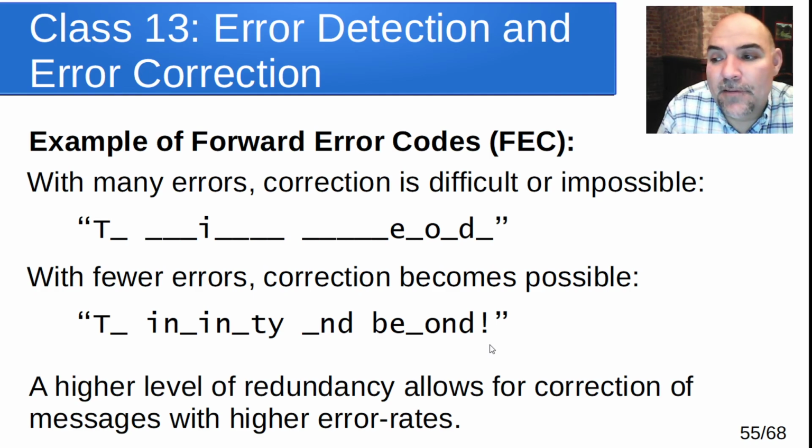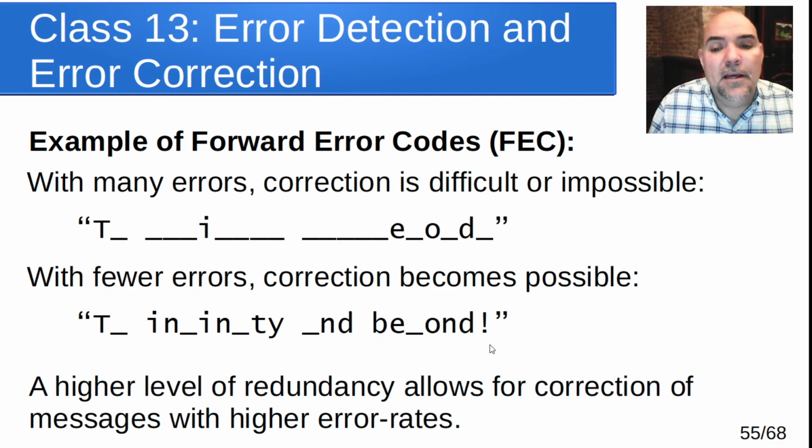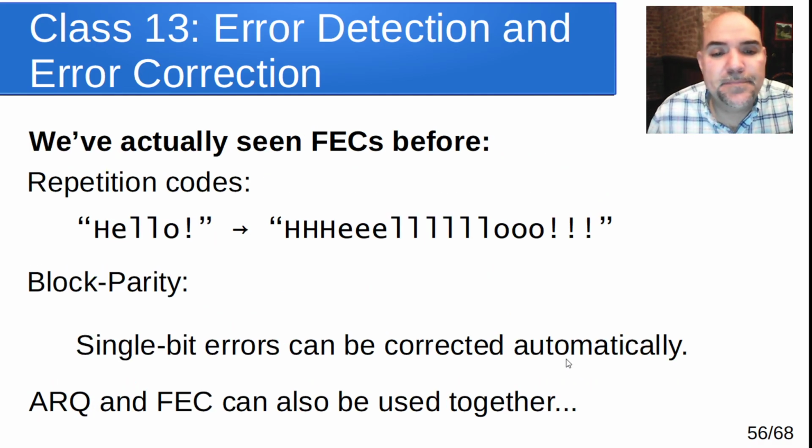So a higher level of redundancy allows for correction of messages with higher error rates. A lower level of redundancy allows us to correct things with low error rates. So there's a trade-off or a balance between high levels of redundancy, in other words how much extra data we have to add, and how much we can reconstruct when something's missing. There's also a difference in the algorithm that we would use to do that correction.